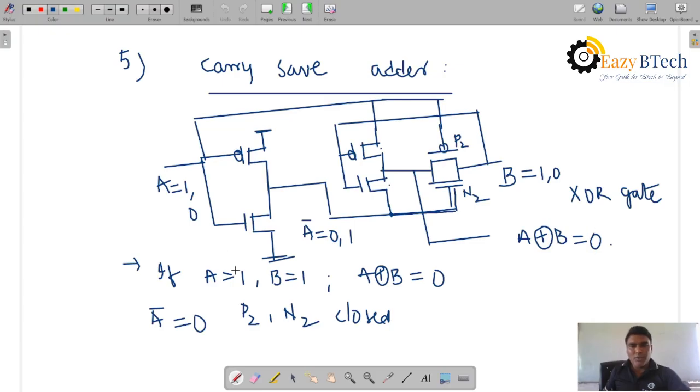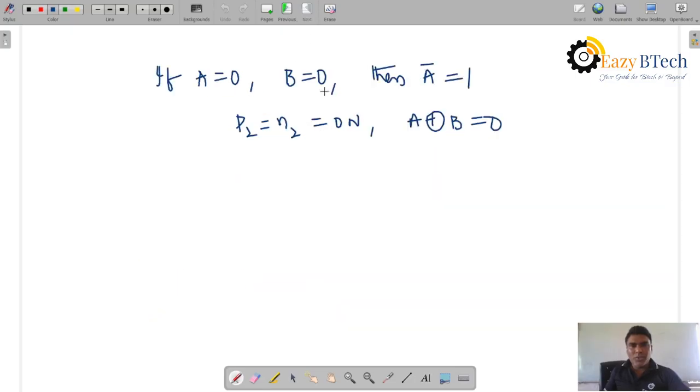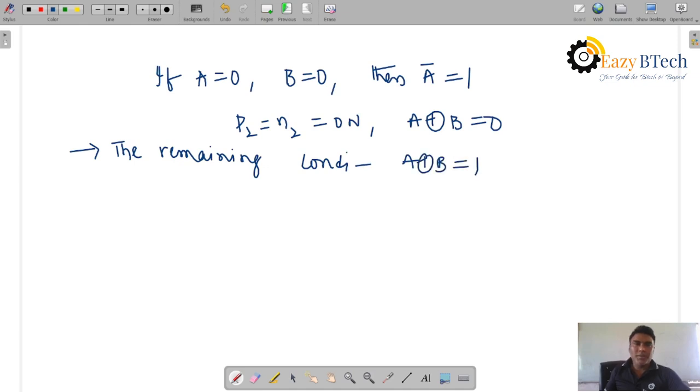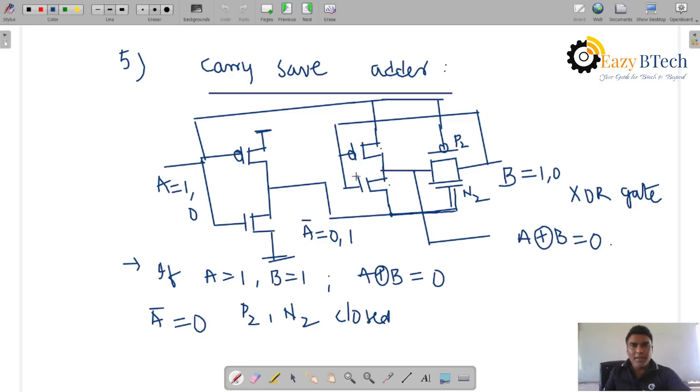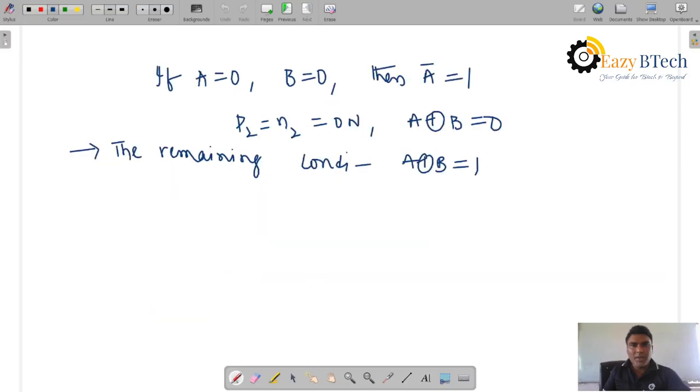Right? If A is equal to B is equal to 1, A exclusive B is equal to 0. And A is equal to 0, B is equal to 0, A exclusive B is equal to 0. So the remaining conditions, A exclusive B is equal to 1, right? This will happen in this carry save adder. The carry will be saved in the gates, right?